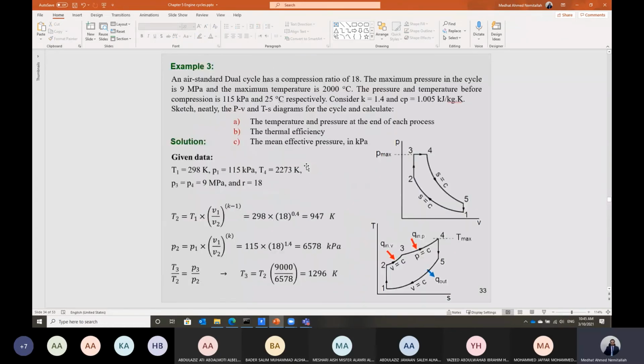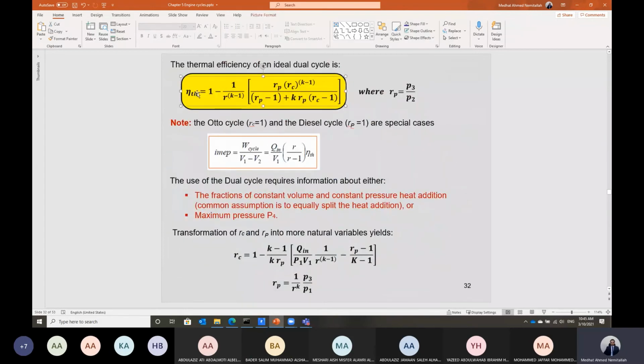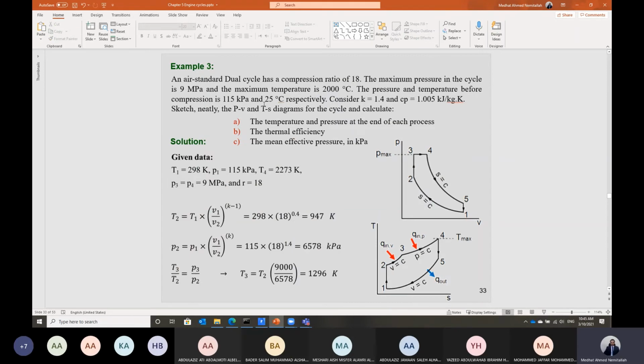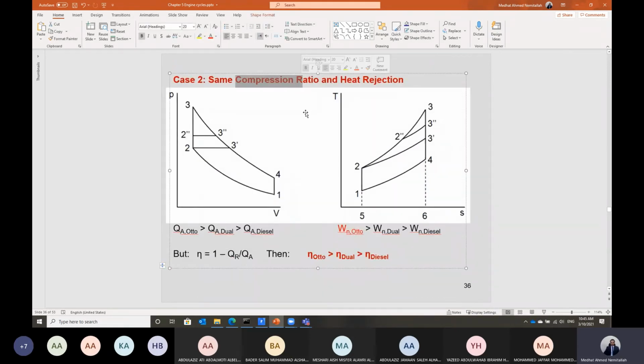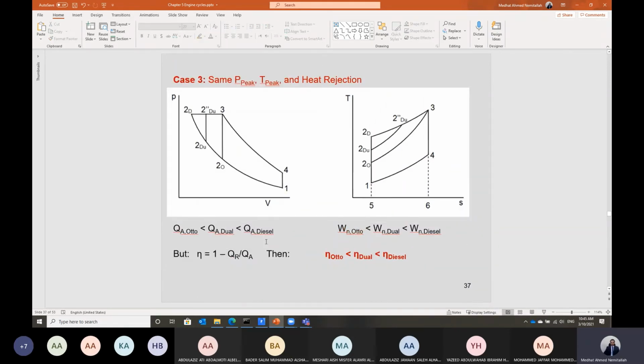If you look here, guys, at this relation, the efficiency of the dual cycle is 1 minus 1 over r to the power k minus 1. This term represents the efficiency of the Otto cycle. If we add the term between the brackets here, this is the efficiency of the dual cycle. For the dual cycle, this term based on rc and rb is greater than 1. So for the same compression ratio, the Otto cycle will result in higher efficiency based on the theoretical efficiency equation. So at the same compression ratio, the Otto cycle will result in the highest efficiency in this case.